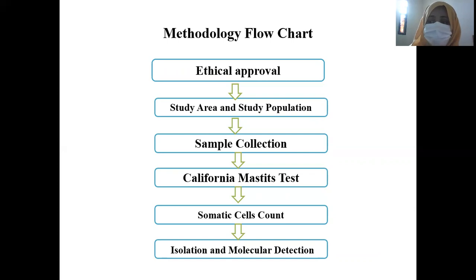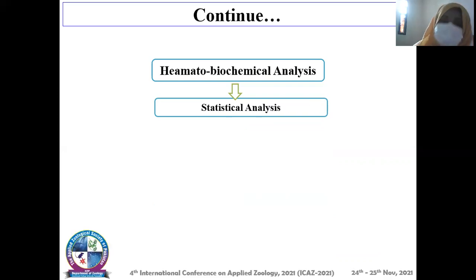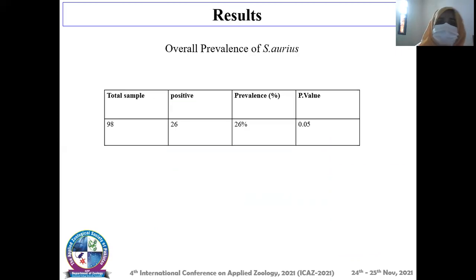California mastitis tests were also used, and differential leukocytes in the milk were calculated by the standard counting method. Somatic cell count. The milk samples were also submitted for the somatic cell count, and for isolation and molecular detection for the identification of the bacteria. Hematobiochemical analysis and statistical analysis.